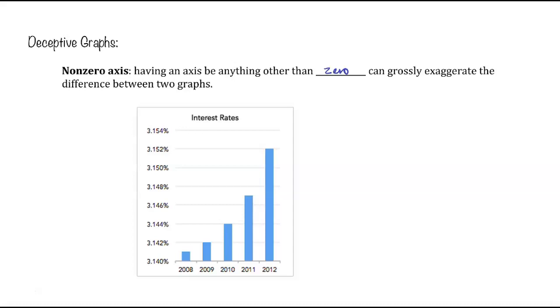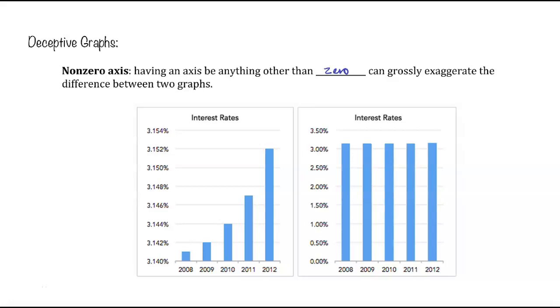Looking at this graph, it appears that interest rates increased rapidly from 2008 to 2012. It also appears that from 2009 to 2010, interest rates doubled, because the bar corresponding to 2010 is twice as tall as the bar corresponding to 2009. Now, look at this same data on a different graph. These are the exact same values. Looks a little different, doesn't it?